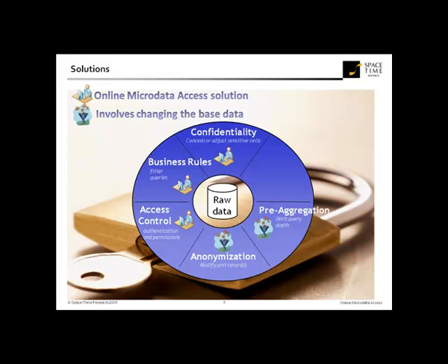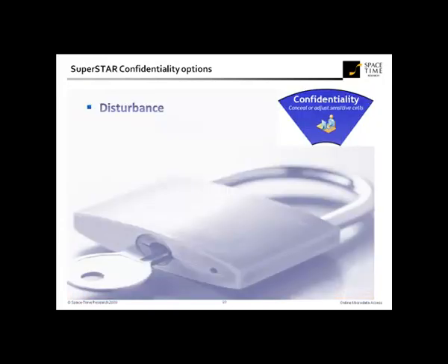Once the user has been authenticated and the query they wish to create has passed the business rule filters, then the raw results need to be confidentialized. This is the most complex part of the system and the step where, ultimately, privacy is protected. Looking at the confidentiality methods in more detail, the superstar system provides a number of out-of-the-box methods to confidentialize the results, such as disturbance, using random rounding or perturbation methods.